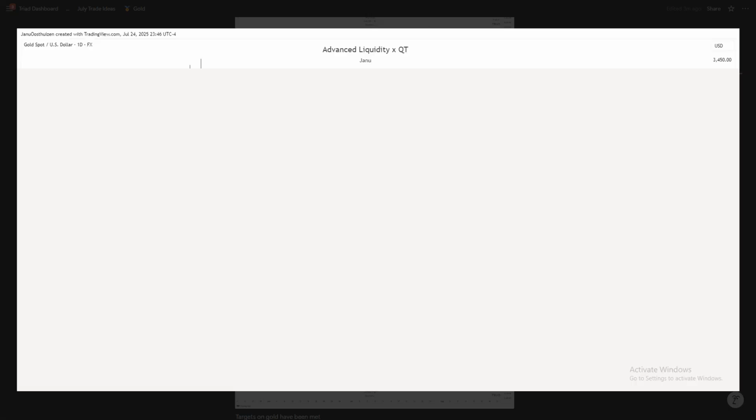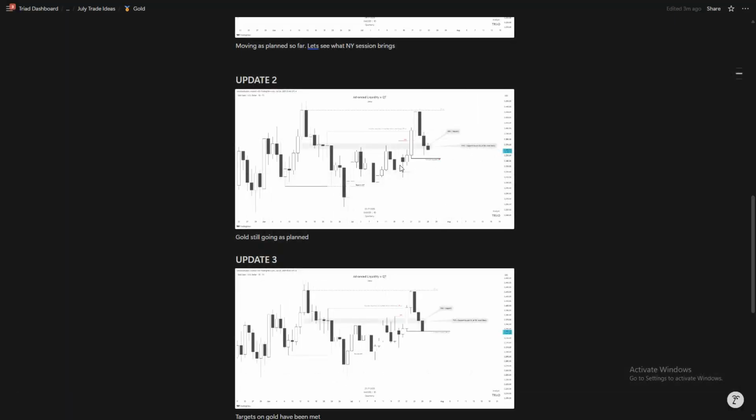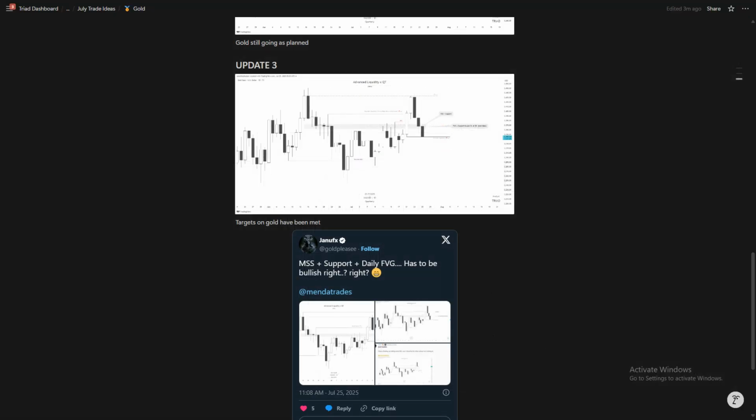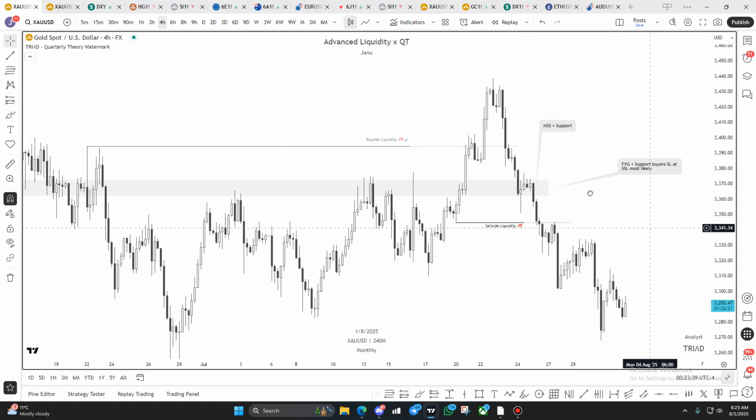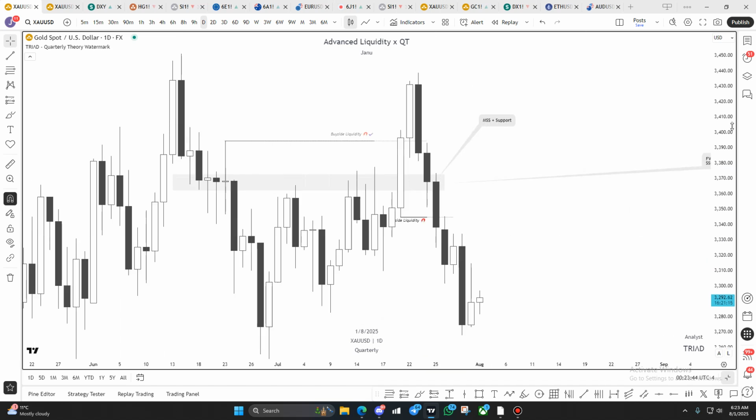Okay, I was just keeping updating as price. You can see I annotated the market structure shift there, the buy side, the swing high above the resistance, and now we are coming back down to take out the sell side, and we have reached the sell side. Now let's go to the chart a bit and add a little more confluence to our trade idea.